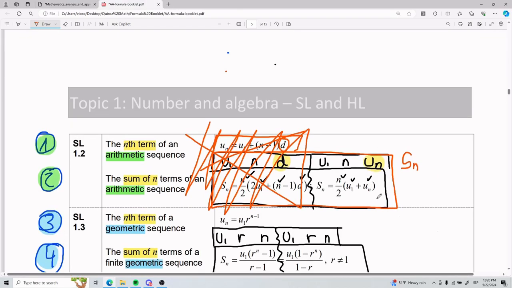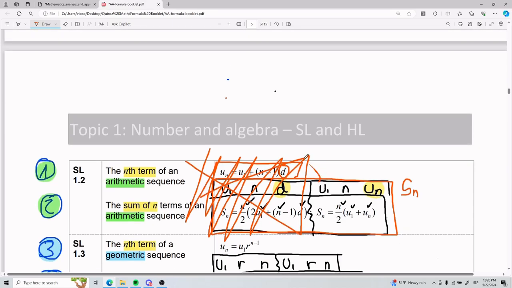Technically, you can also plug it in over here. So I'm just going to show you that quickly. Even here, if you plug in n equals 1, you end up with S of 1 equals n divided by 2, parentheses U1 plus U1. Oh, that's interesting.